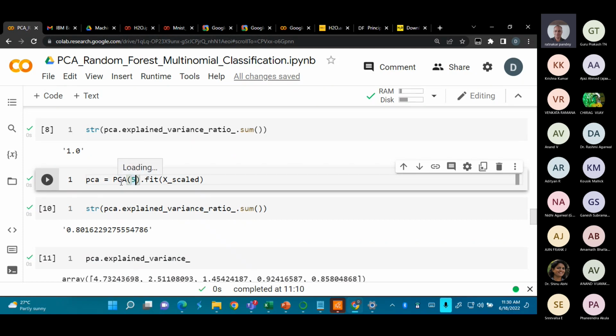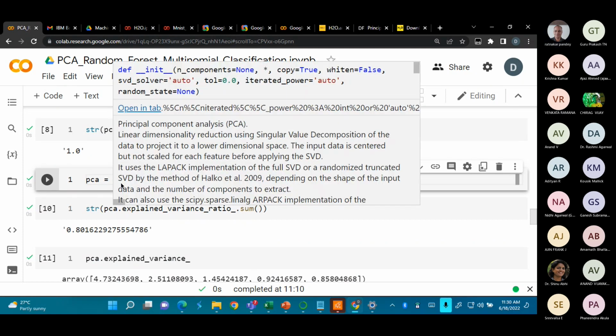And let me see if I can pop up the help also. So you can see this is how basically it's going to work out. N components is how many components you really would like to see in your data, right? So when I fitted that originally, I left it blank. So I said none. That means choose as many features as you would like to, right? And the rest of the things we left alone. And SVD solver is auto to really figure out the right linear combination, and so on and so forth.